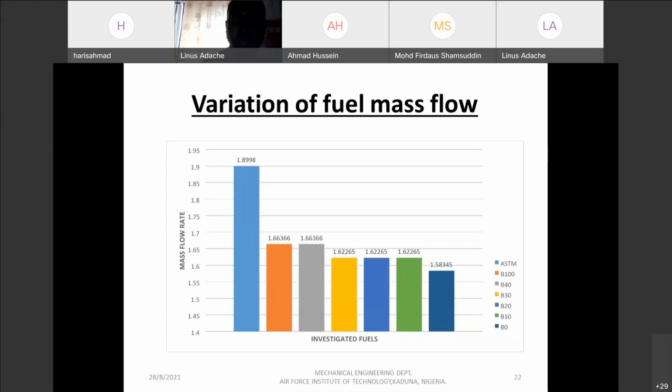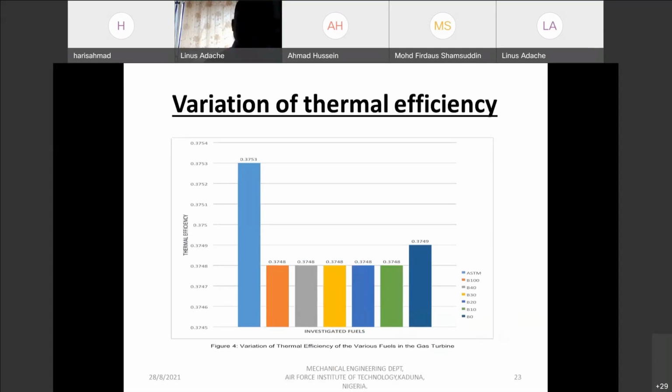The variation of fuel mass flow, as earlier stated, mass flow is tied to specific fuel consumption. The higher the mass flow, the higher the specific fuel consumption, and the higher the power output. B100 has a higher fuel mass flow, meaning it produces higher power output. Variation of thermal efficiency.